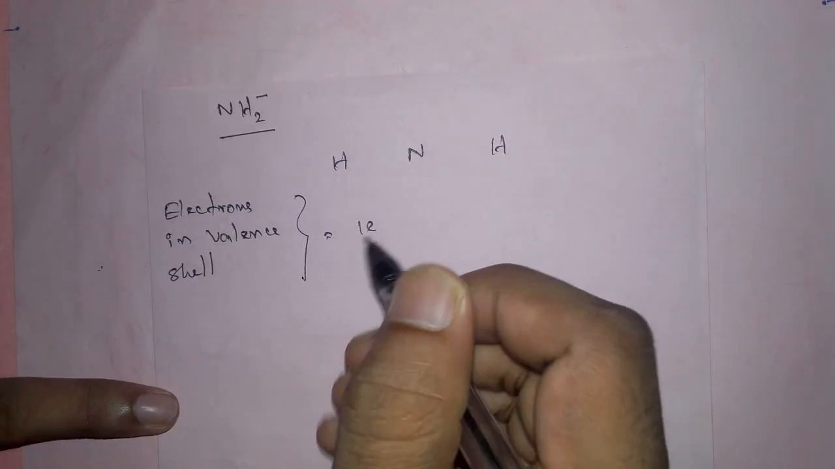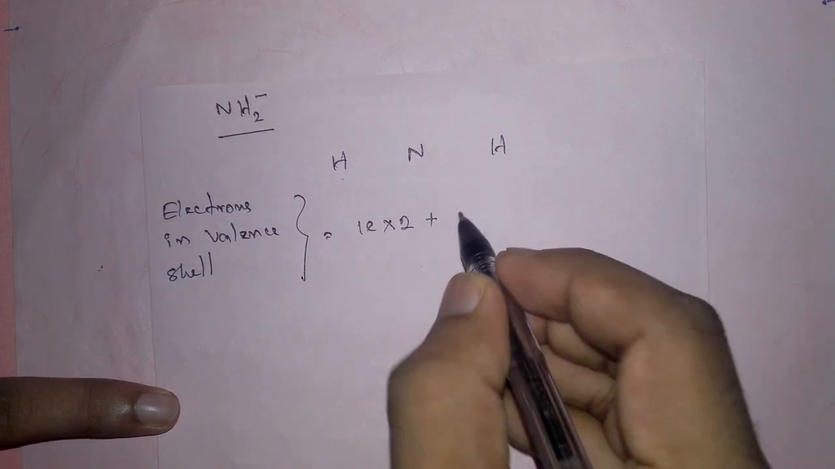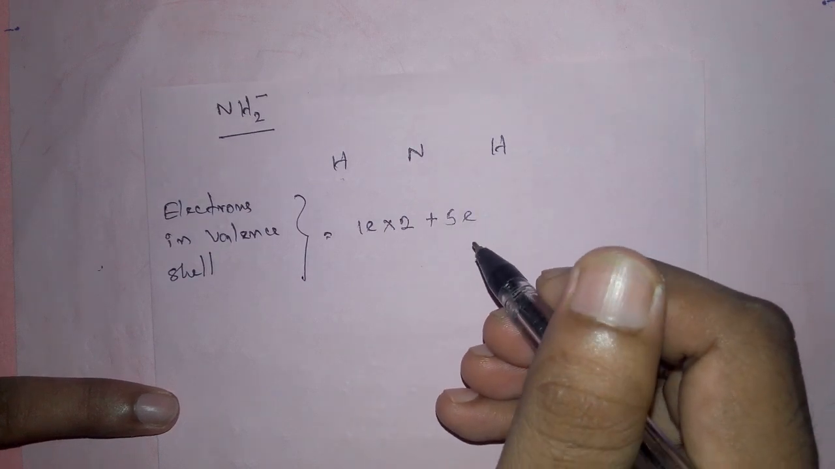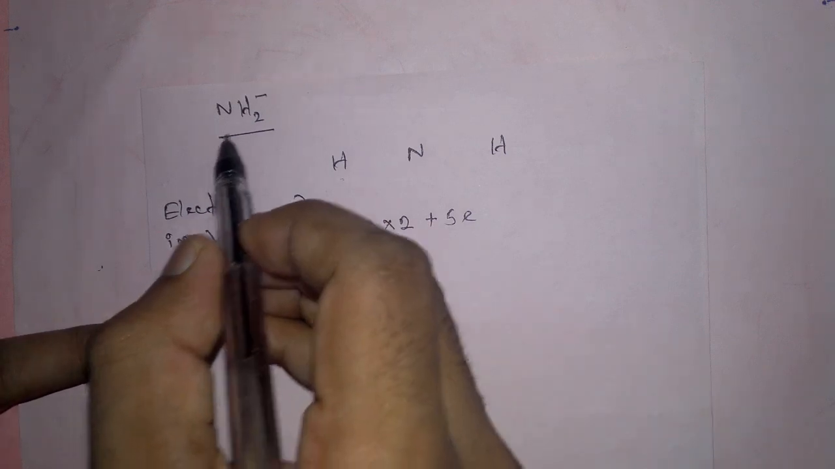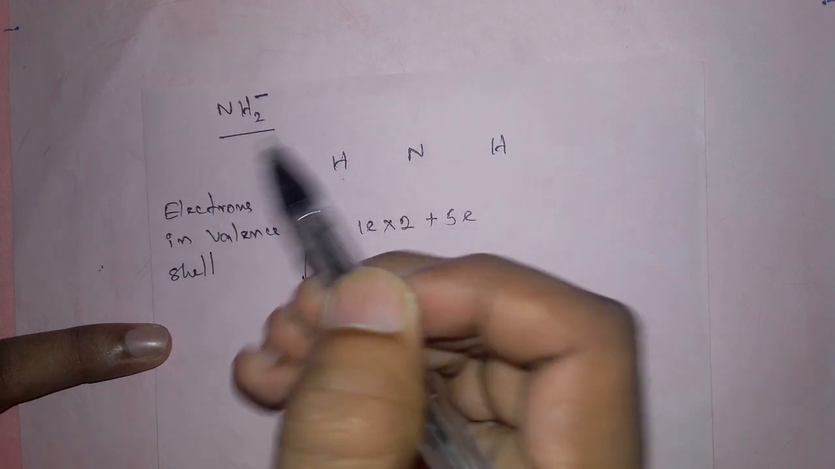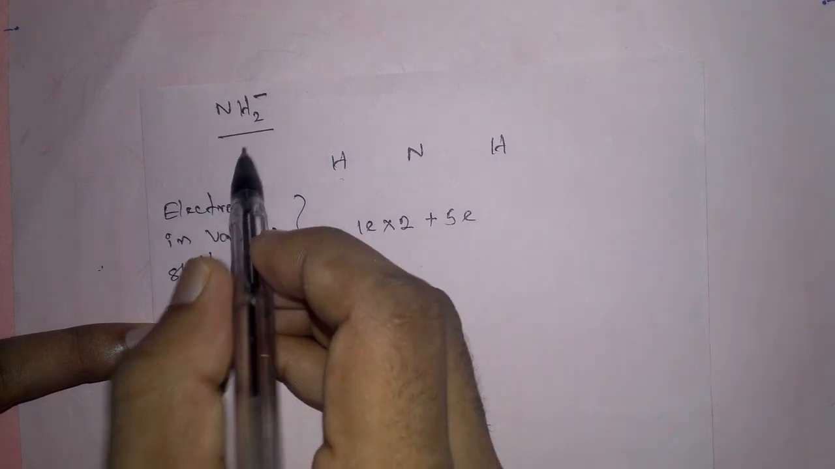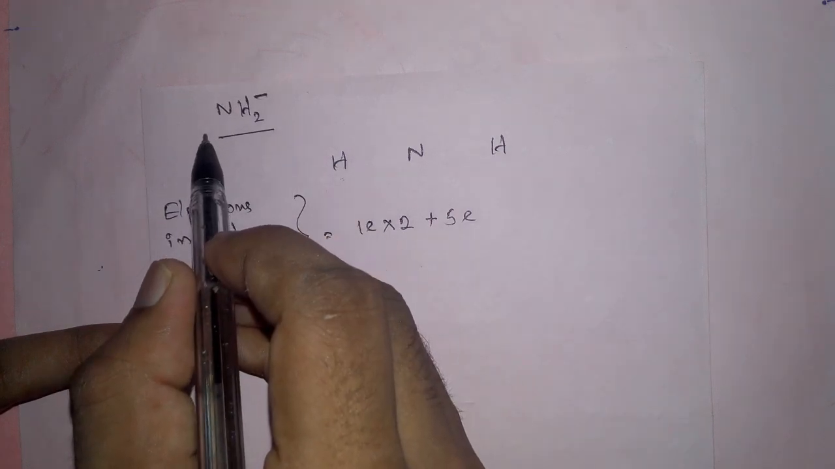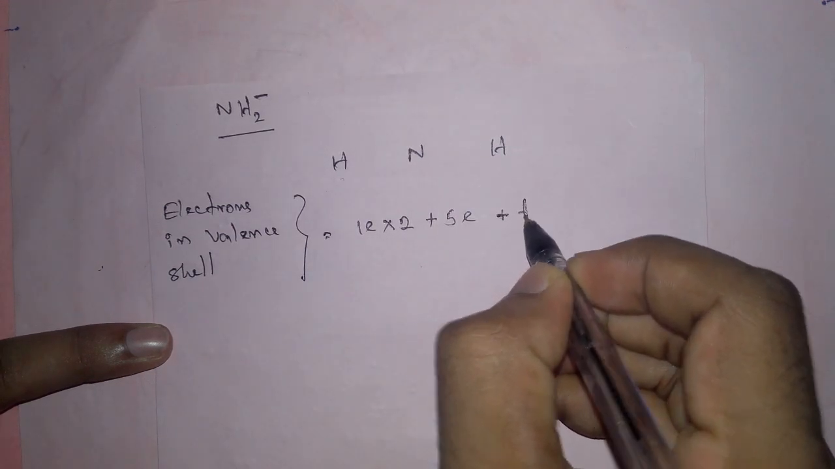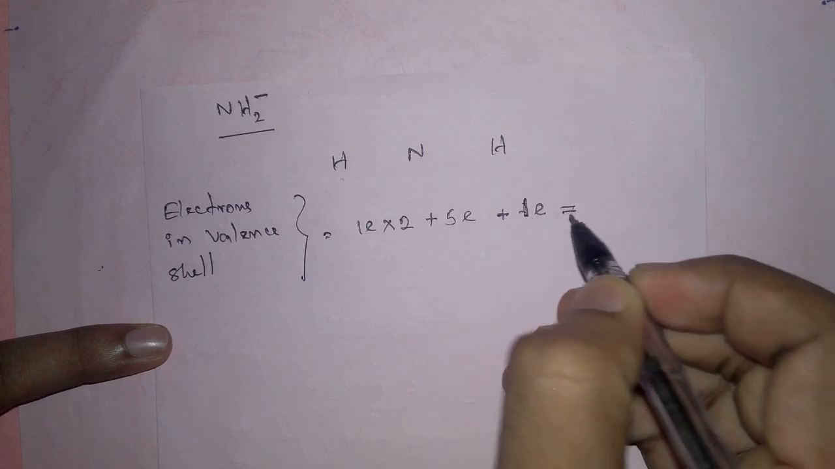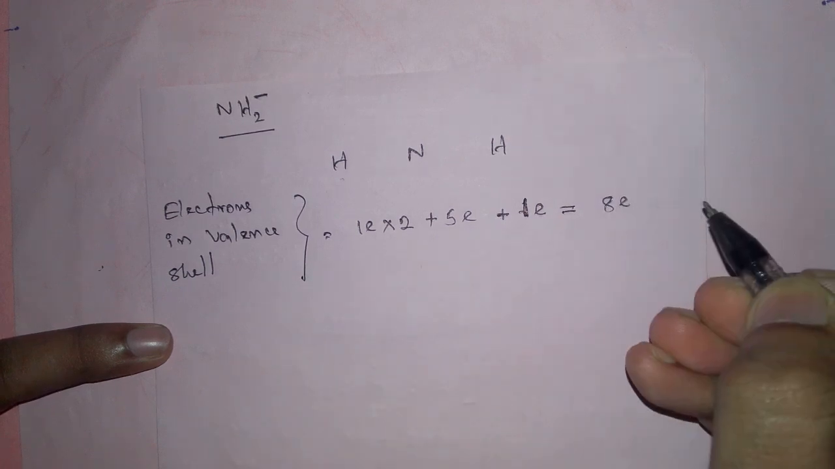Hydrogen has 1 electron in the valence shell and there are 2 hydrogens, so multiply it by 2. And nitrogen has 5 electrons in the valence shell. There is a very important point: NH2 minus. This minus charge indicates the gaining of an electron. So this molecule has gained an electron, which should be included in the total number of electrons. There is 1 extra electron in this molecule, so altogether there are 8 electrons.